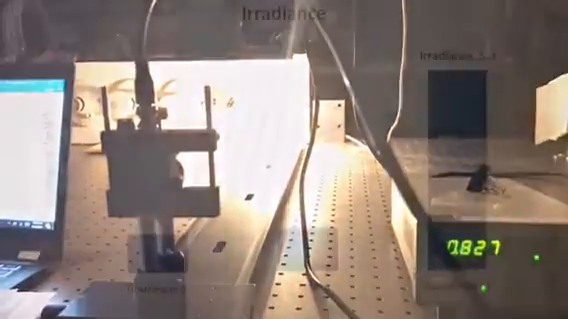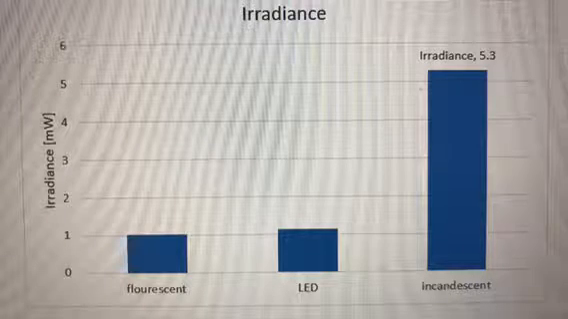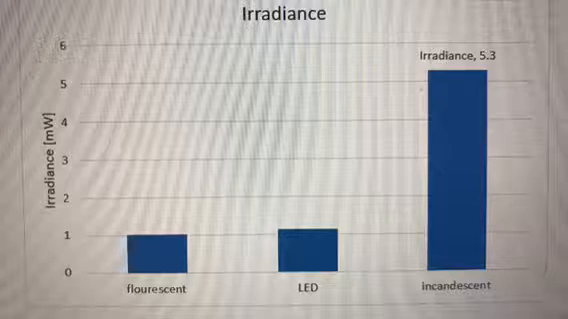Important concepts in this section include the differences between illuminance, irradiance, power efficiency, and how they relate to multiple sources. As we can see here, the irradiance is highest for the incandescent bulb at about 5.3 milliwatts, whereas it's closer to 1 milliwatt for the fluorescent bulb and the LED.